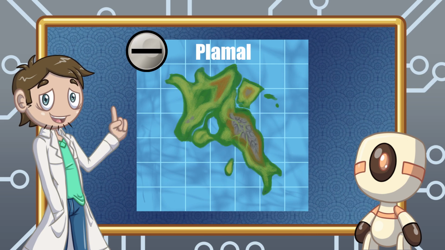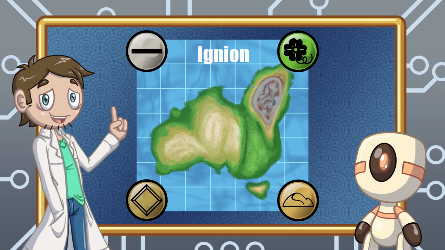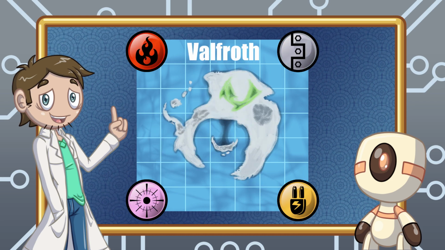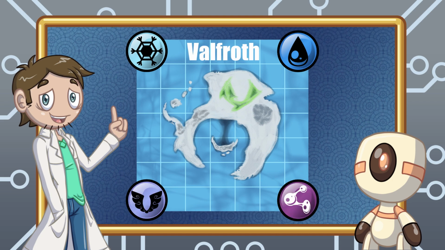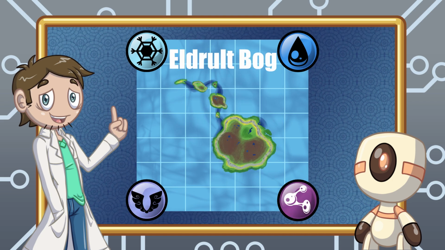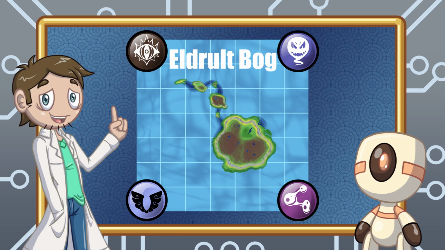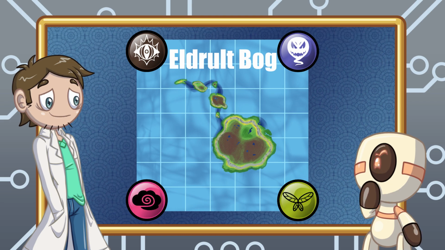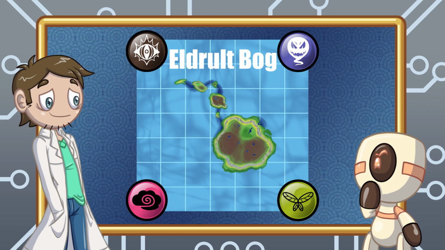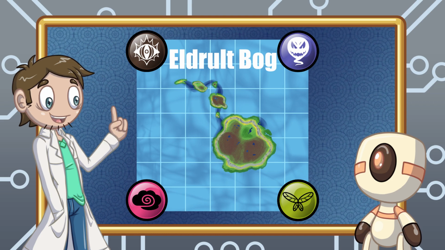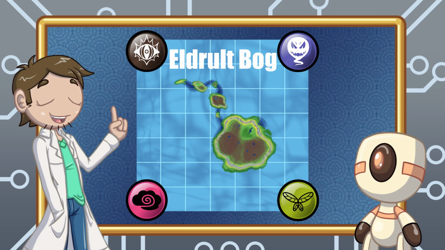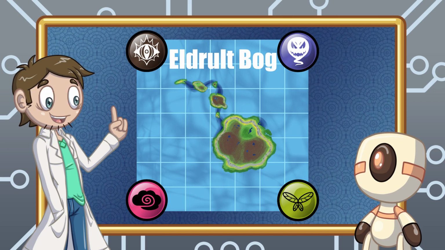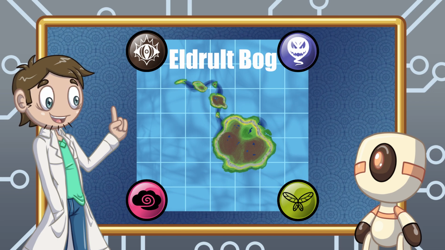Plamal has plain, plant, stone, and earth, Igneon having flame, metal, light, and spark, Valfroth with cryo, aqua, gale, and toxic, and lastly, the Eldrolt Bog with shade, soul, mind, and pest. Amazing! Is adaptive evolution the only way for a Monkai to change its class? Well, yes and no. In order for a Monkai to completely change its class, it would need to go through adaptive evolution. But there are 2 ways for a Monkai to gain a secondary class.